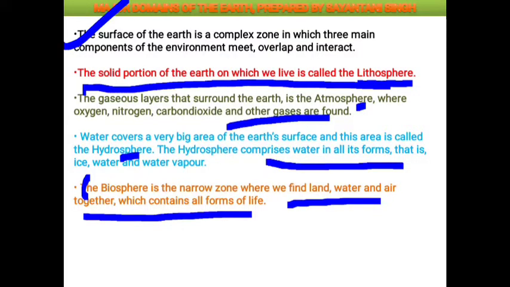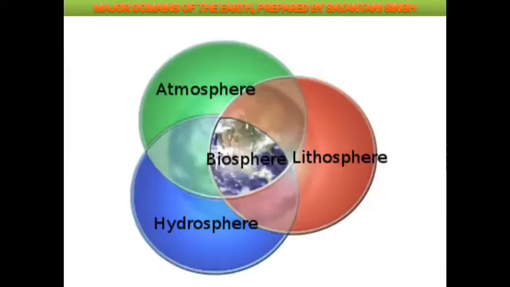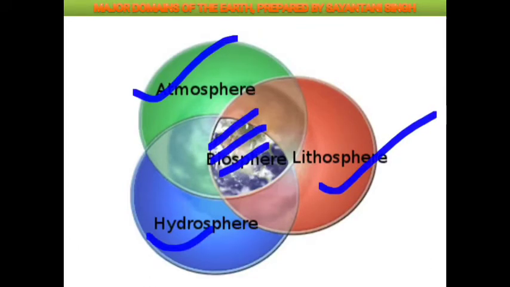So the three components are the lithosphere, hydrosphere and atmosphere. Hydrosphere is related to water, atmosphere is related to air, and lithosphere is related to land, the solid portion or earth crust. And when these three interact with each other, that overlapped narrow zone is called the biosphere.